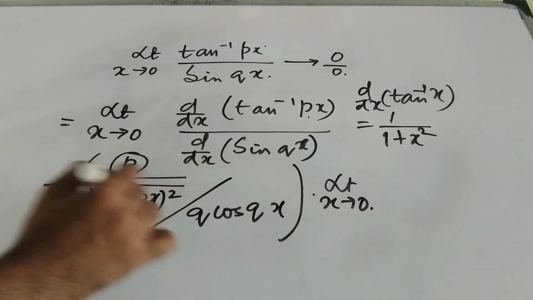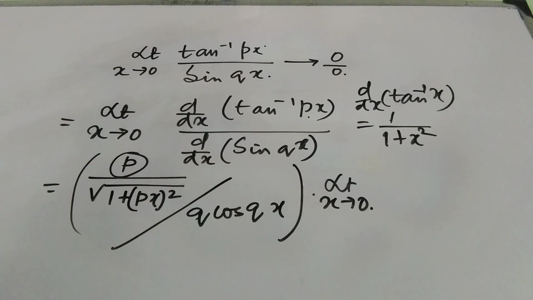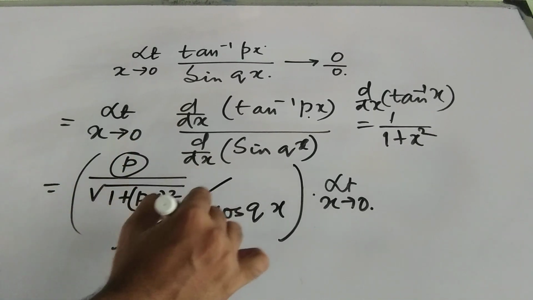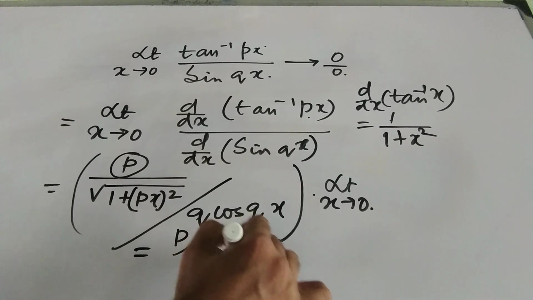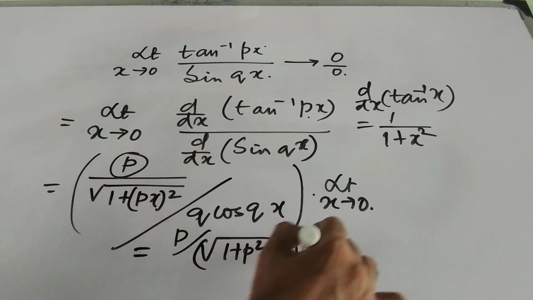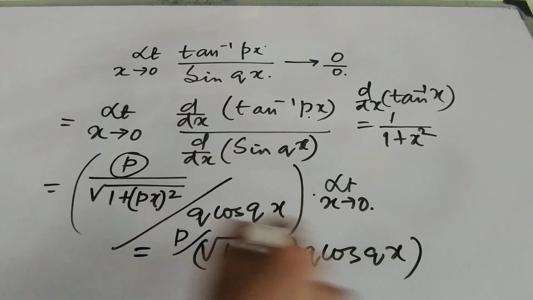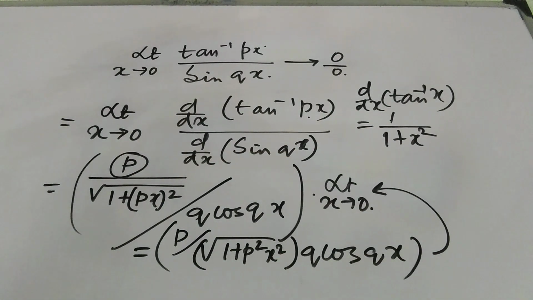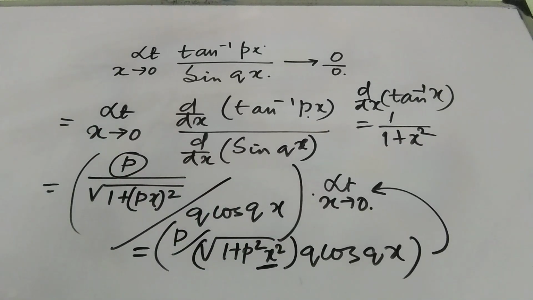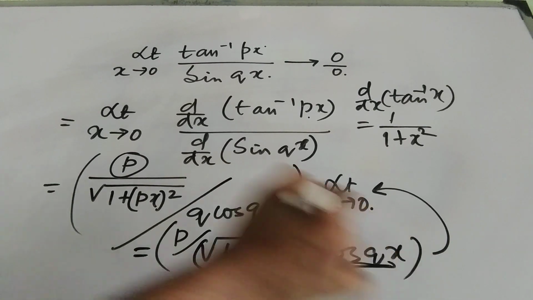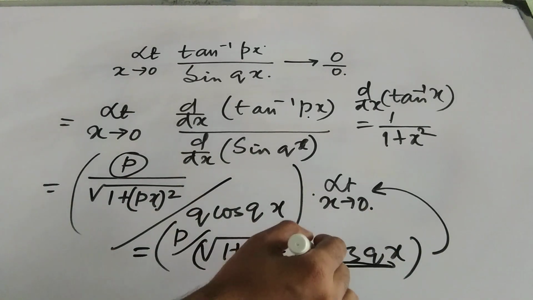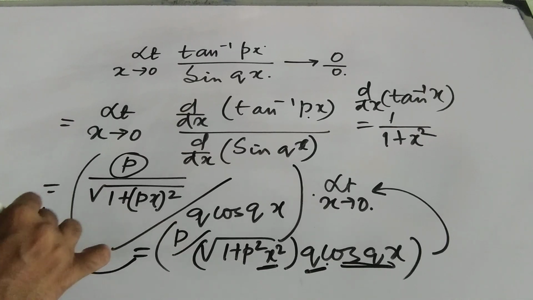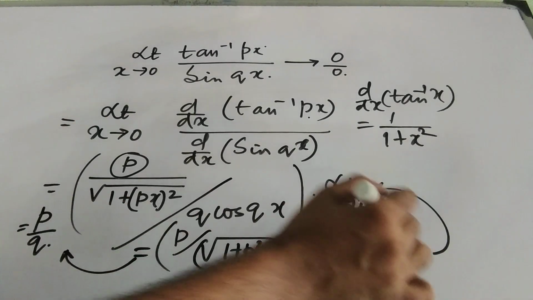Now we have already got our desired template to find the actual value of this limit. What is that? That is simply p by (1 plus p square x square) into q cos qx. The whole expression is based on the limit x tends to 0. Now if you place x equal to 0, then cos qx will be cos 0, that is 1, right? So the only remaining portion is p divided by q. So my answer here is p by q, by placing the actual value of x equal to 0.